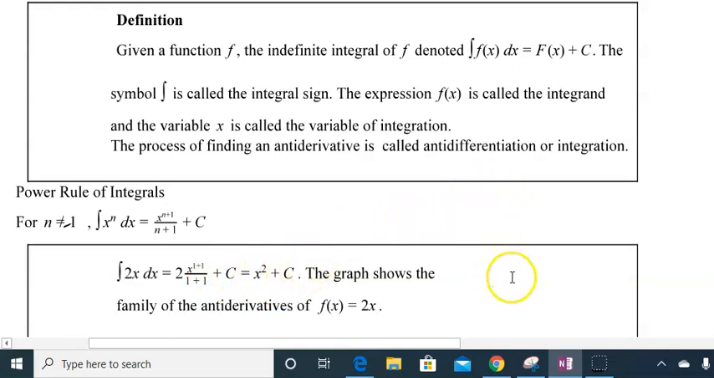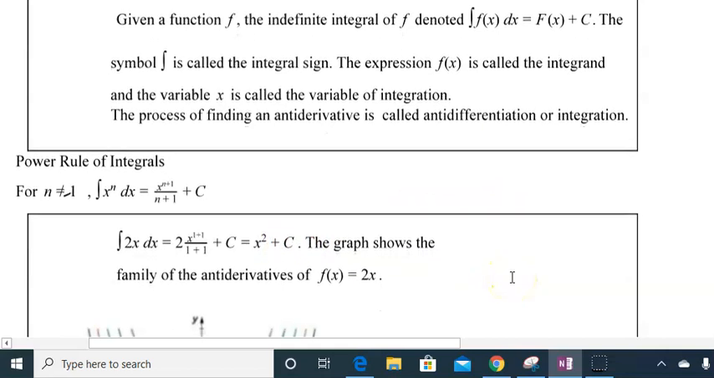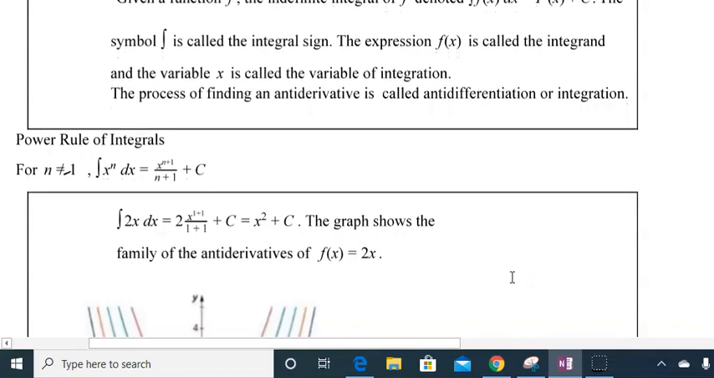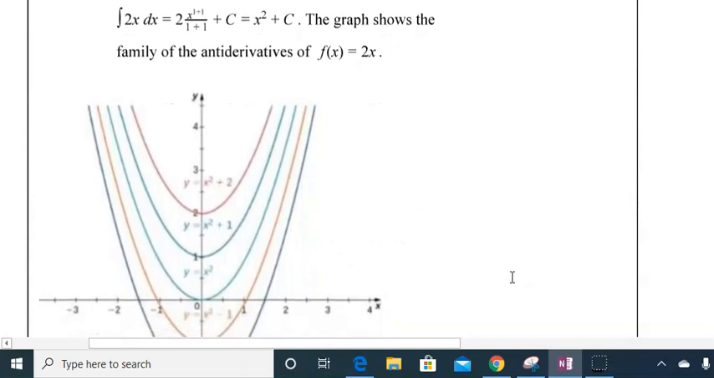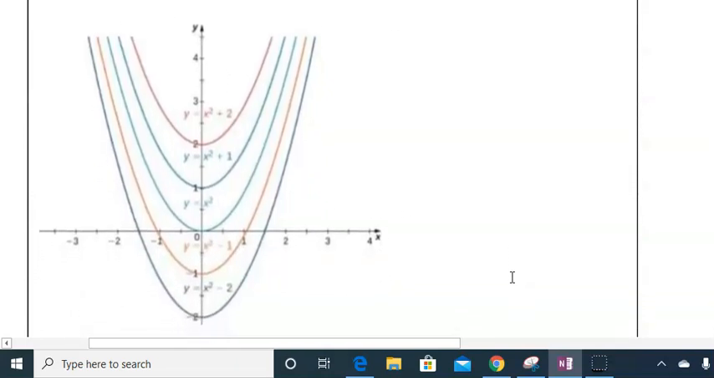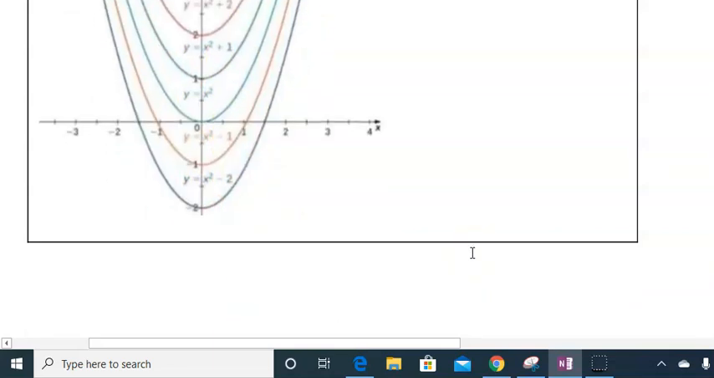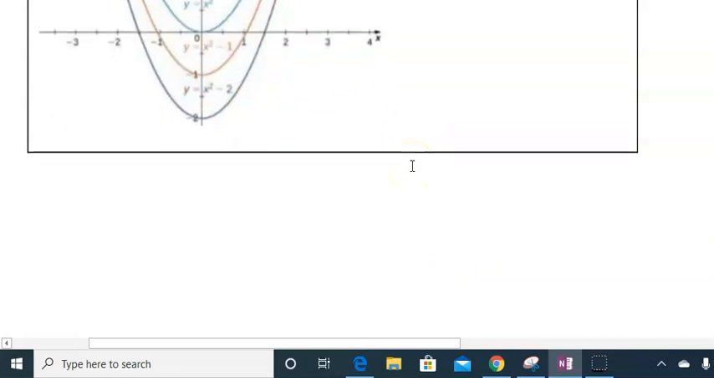The graph shows the family of antiderivatives of f of x equals 2x. So it's all these quadratic curves, beginning with x squared plus 1, x squared plus 2, and so on, x squared minus 1, x squared minus 2, and so on, going downwards. An infinite number of them, several in between all of these and above and below.